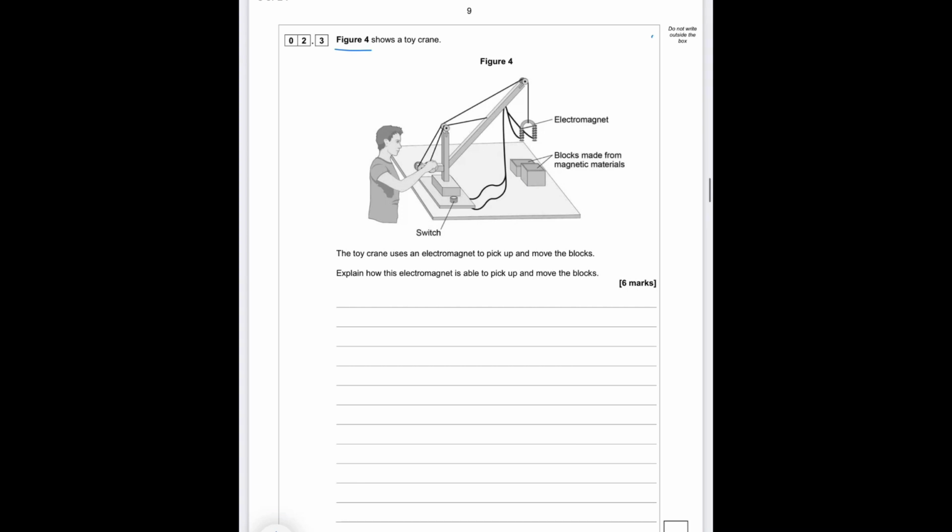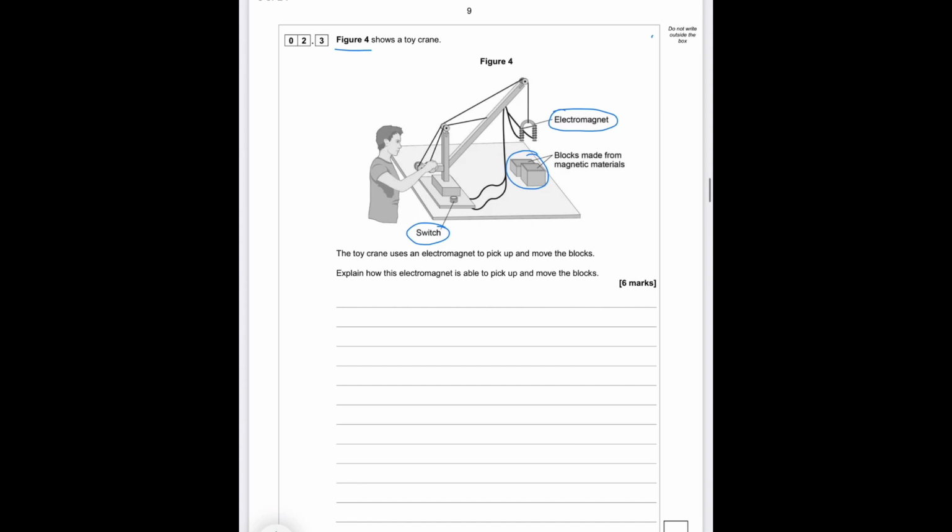So first of all, if we turn the switch on, the switch will complete the circuit, and this would then turn on the electromagnet. And because the electromagnet is a coil of wire around an iron core, the iron core becomes magnetized because a magnetic field is produced around the coils that are wrapped around the iron core. So if we then move the electromagnet towards the blocks, they're going to be attracted to the electromagnet, and the electromagnet is going to be able to pick them up.